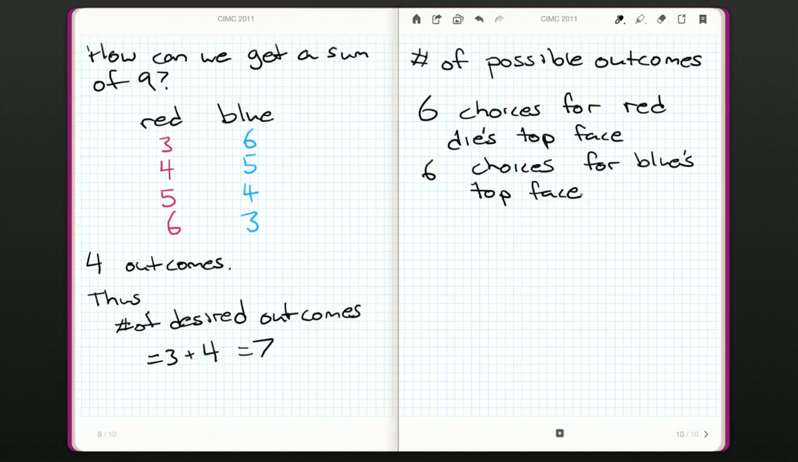And we're just asking for possible outcomes. So these guys don't interact. They don't affect each other. The value of the blue dice has nothing to do with the red dice. And since they're independent of each other, we can multiply the choices. So 6 choices for the red face times 6 choices for the blue face. 36 possible combinations of what the red and blue's top faces can be.